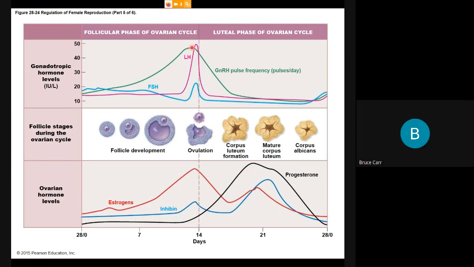Follicle stages, we can see the maturation of the assigned follicle with the development of its opening and ovulation occurring here on day 14 and the subsequent sequencing of the corpus stages down to the albicans. In the ovary, we are seeing a general increase in estrogens and inhibin prior to ovulation, and then a diminishment, a secondary estrogen and inhibin peak around this peak of progesterone.